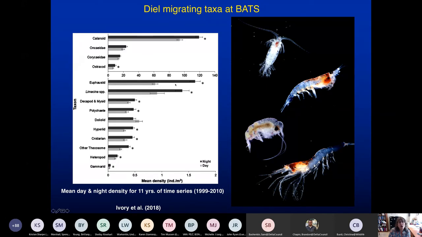Some of them are very strong migrators like euphausiids, or krill, and that's an example of one. We've also got calanoid copepods like this one, Pleuromamma, that is a strong migrator. So the point here being that most of the different taxa are significantly higher in the surface waters at night.